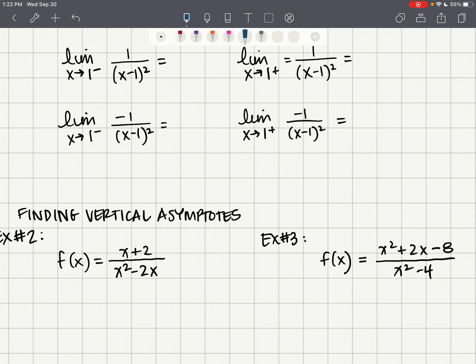Okay, here are our answers. We've got a positive infinity. The limit as x approaches 1 from the right of that same function is also positive infinity. Our limit for the next, approaching 1 from the left, is negative infinity, and that same function approaching 1 from the right is also negative infinity. So if you got those answers, you are on the right track.